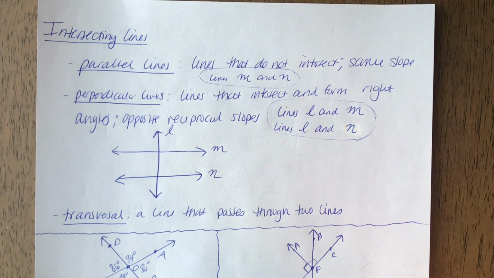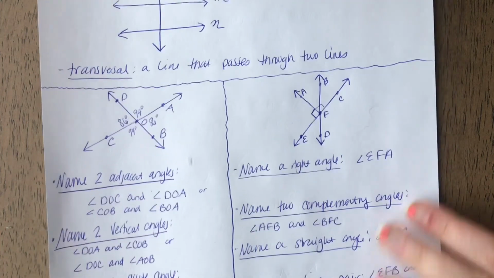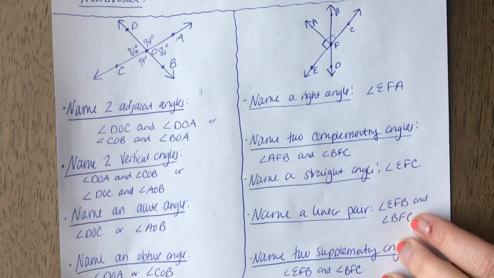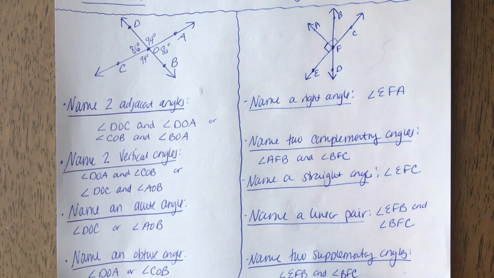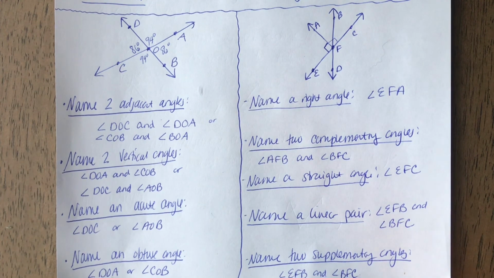In this case, lines L and M are perpendicular, L and N are perpendicular, but lines N and M are parallel. A transversal is a line that cuts through two lines, so in this case, line L would be a transversal. And then in these drawings, you have a bunch of examples, and for some of them there are multiple different answers, but there are just a few. Nice job.